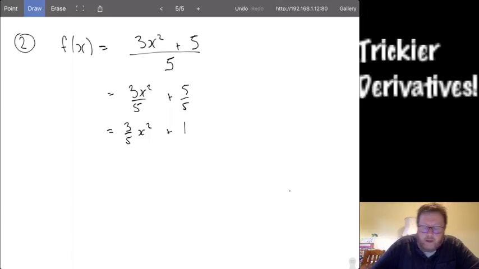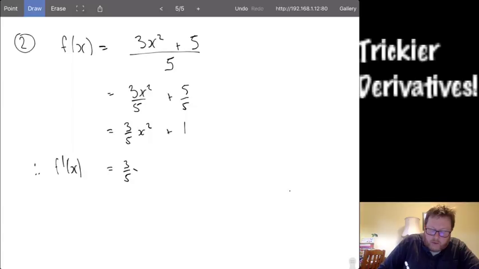Okay, so therefore the derivative would be, I might just do this in a couple of steps so you can see it. 3/5 times 2x to the power of 1, and the plus 1 would be gone. Okay, it's a constant term. And then I've got 3/5 times 2x. 3/5 times 2 is 6 over 5. So it's 6/5 x, or if you want, 6x on 5.